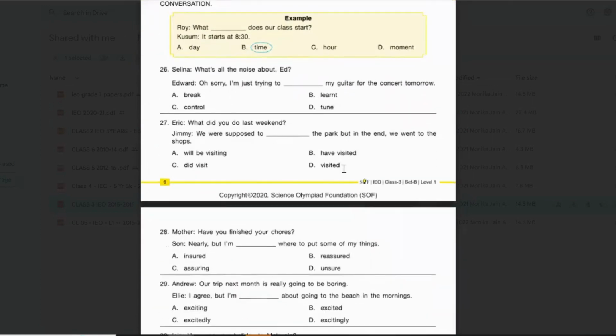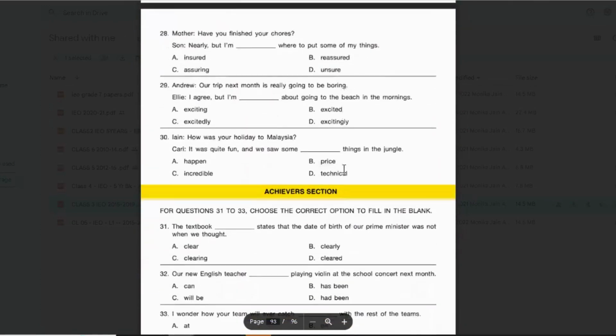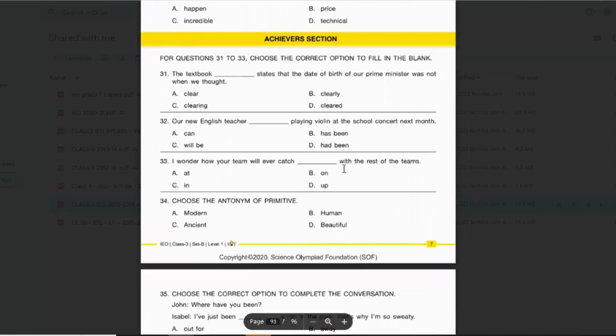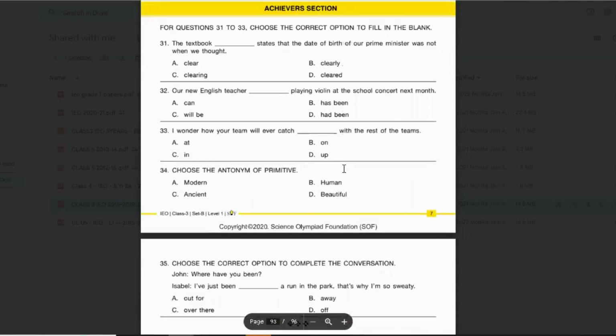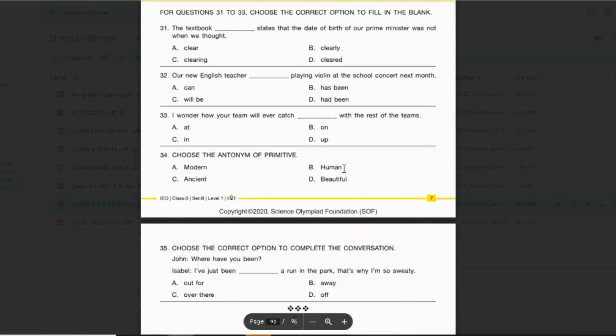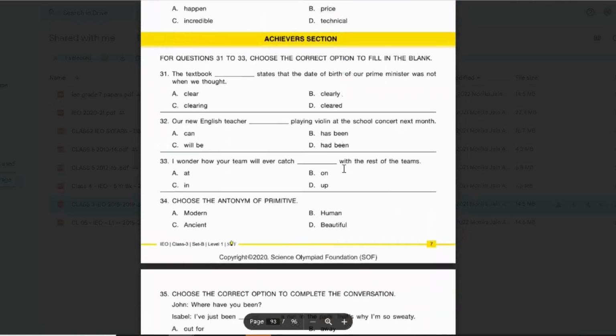Then comes the last section, the achievers section. In this section you again have 5 questions, and this is a bit tougher. You'll get 2 marks for each question, so 5 into 2, 10 marks. This is how we have to do our SOF paper. The first 3 sections, around 30 questions, carry 1 mark each, and the achievers section will fetch you 10 marks. So you have to be very careful while answering the achievers section.